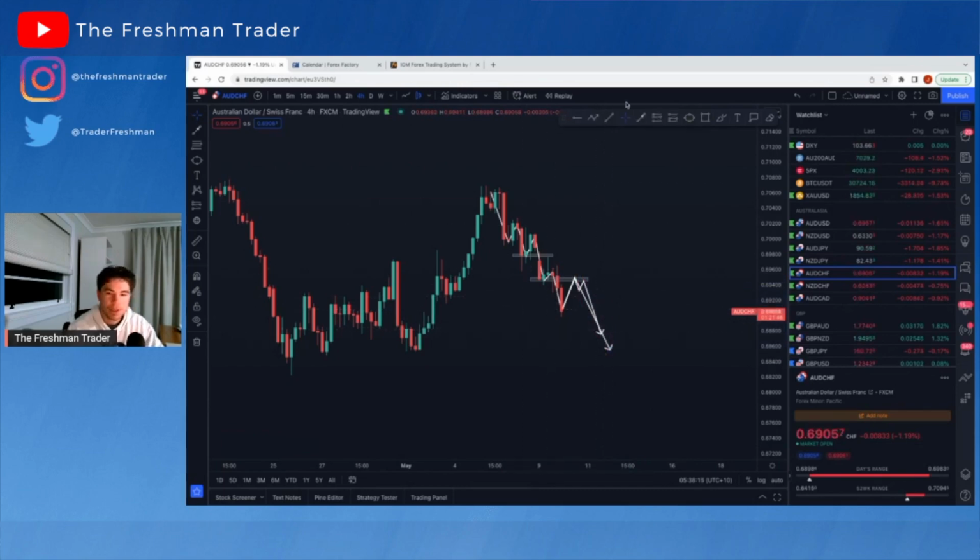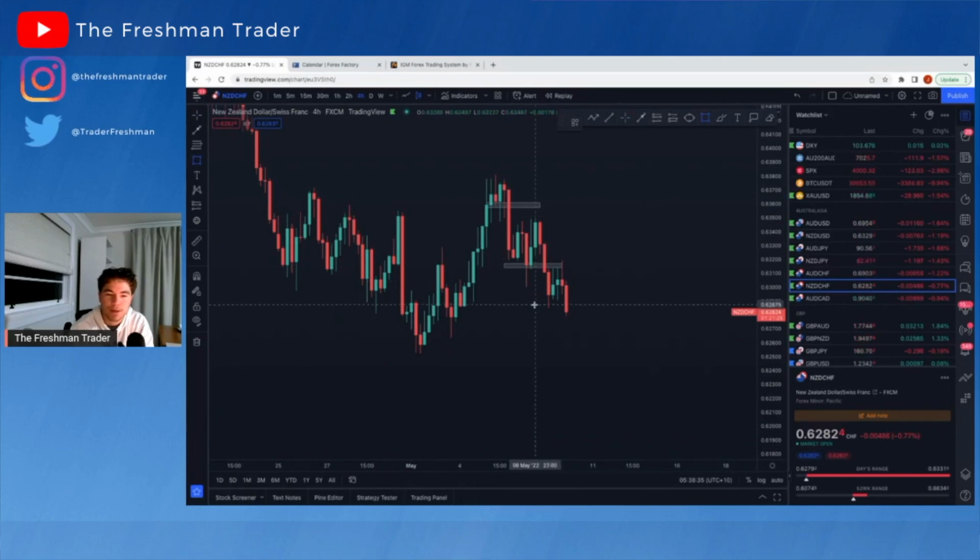You can just see along this line, entry opportunity, entry opportunity. All of these lower highs is where I enter. That's how I enter my trades, just on those lower highs.